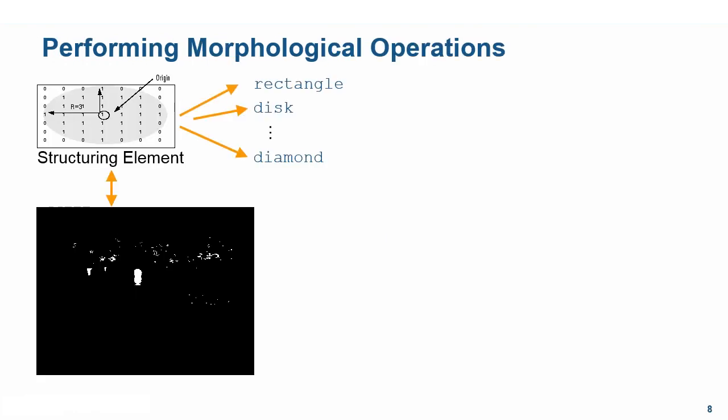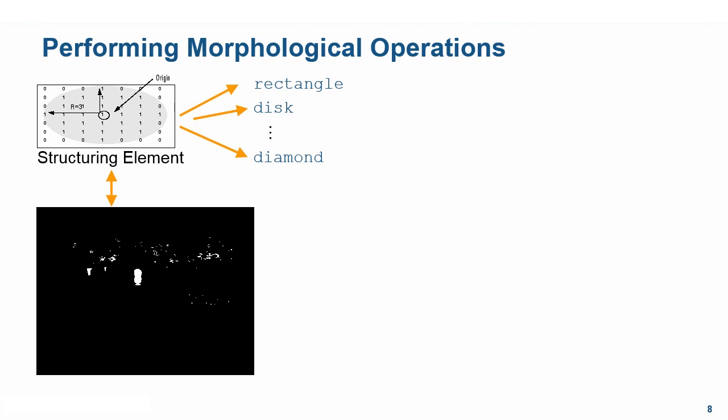Most morphological operations have a structuring element. We slide the structuring element over the image of interest to compare their pixel values. These elements can assume many different shapes, for example, rectangle, disk, diamond, etc.